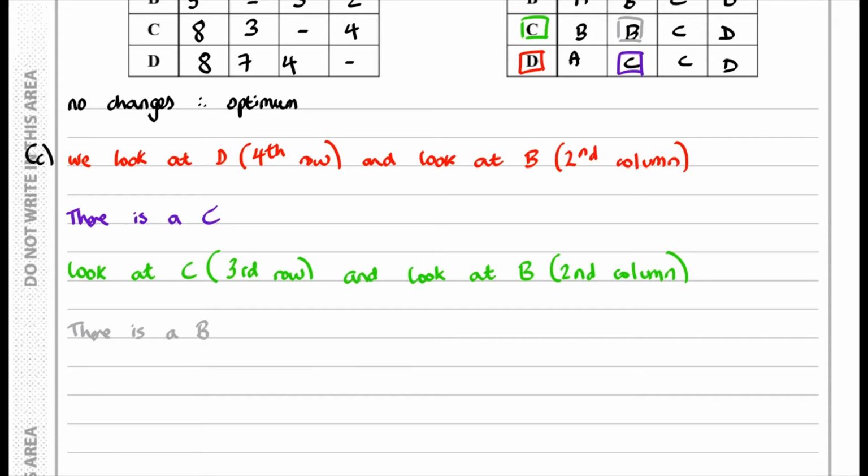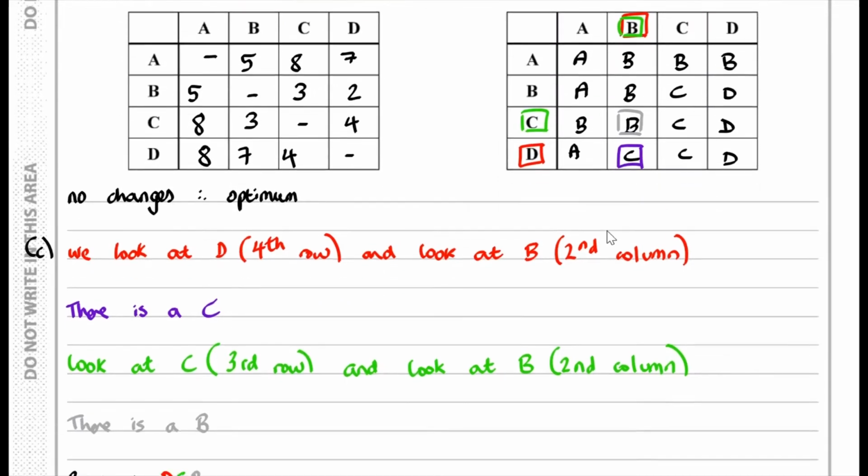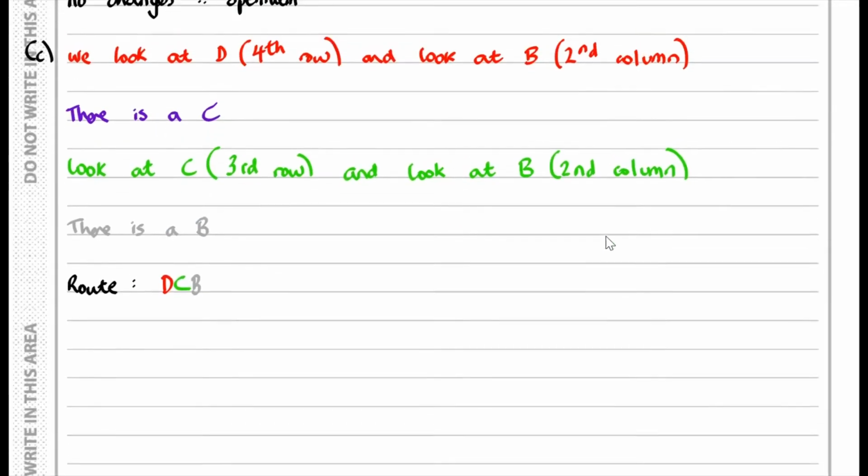And therefore, in terms of the root, we have D, C, B. So hopefully the color coordination makes complete sense. Okay?